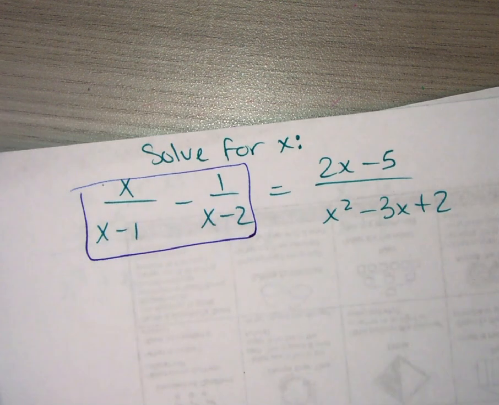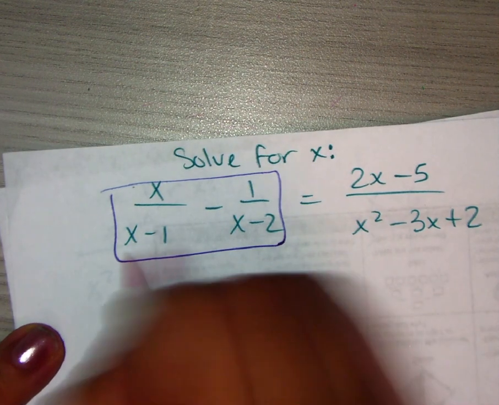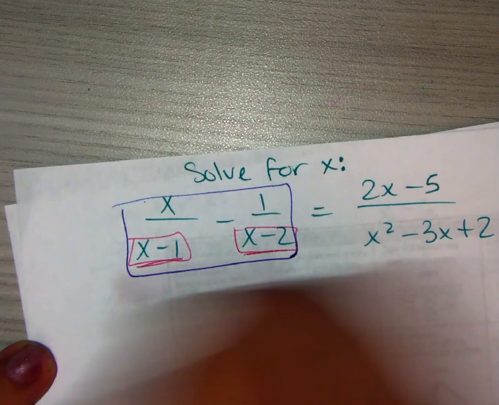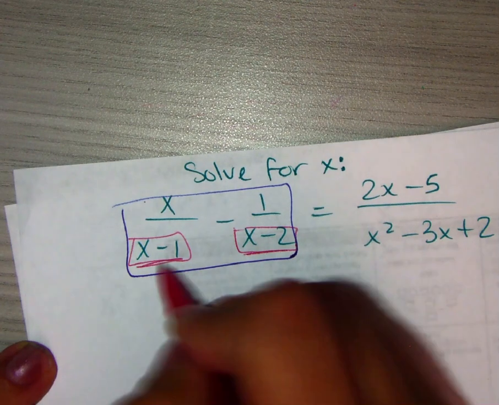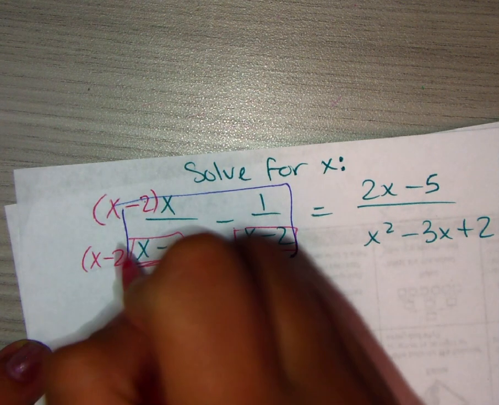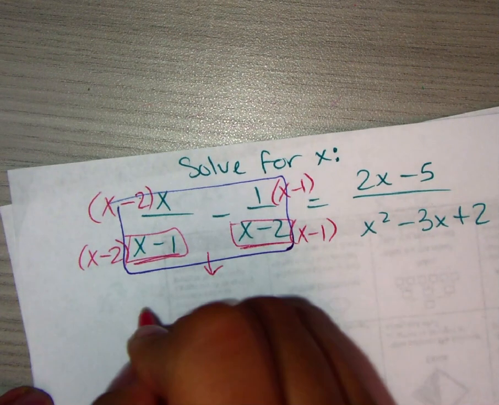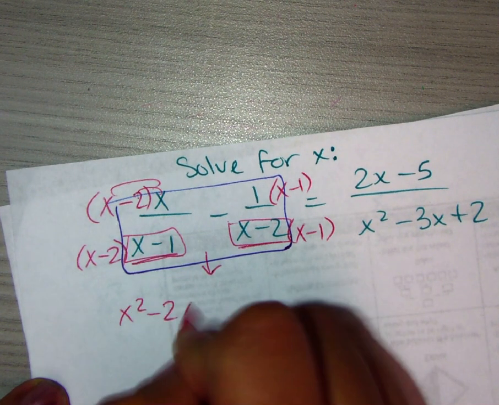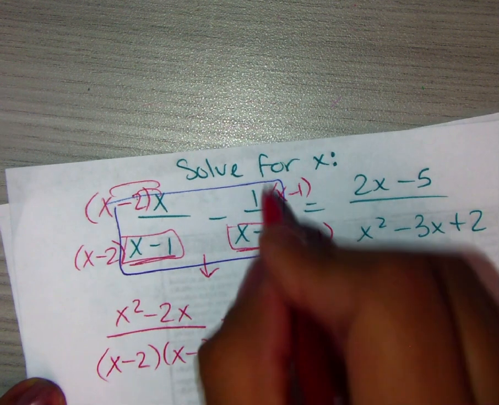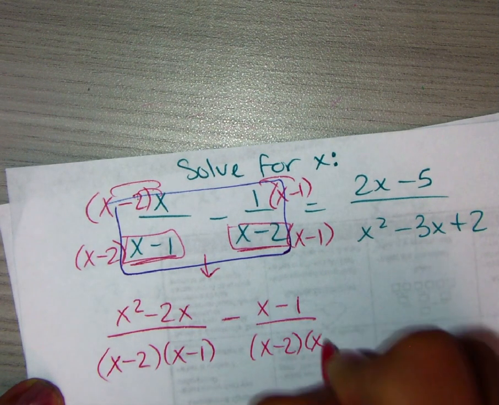Let's apply the steps of simplifying this expression. We need common denominators. We don't have common denominators, so what we're going to do is multiply each fraction times the opposite, because that's how you can convert this to common denominators. So multiply x minus 2 on both sides of this, and then x minus 1 on both sides of this. And then you simplify this to x squared minus 2x over x minus 2 times x minus 1 minus, multiply this 2 and you get x minus 1 over x minus 2 and x minus 1.